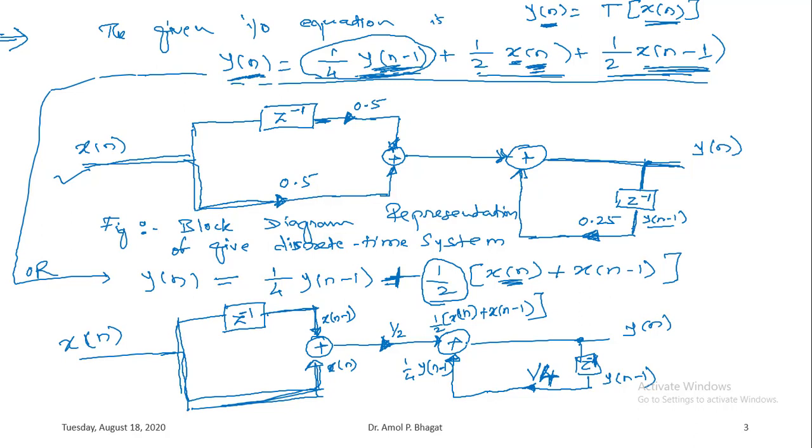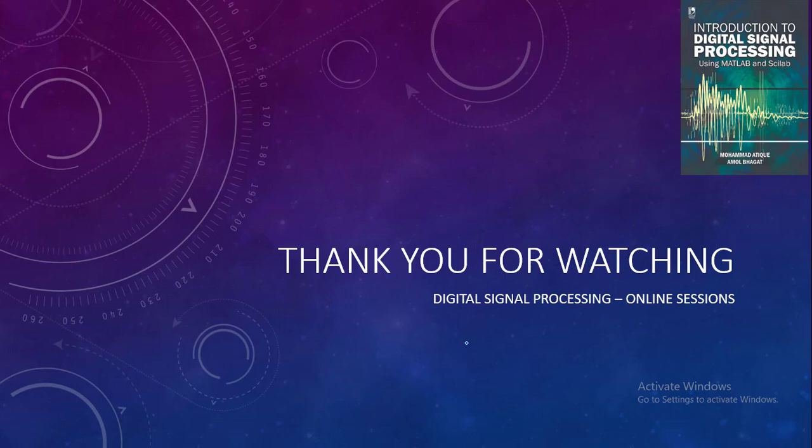So that is all about obtaining the block diagram representation of the given discrete time system using its input output equation. In the next session we'll look at the classification of discrete time systems. We'll see the generalized classification, as well as some examples, when we go through the classification of discrete time systems. So thank you for joining this session.